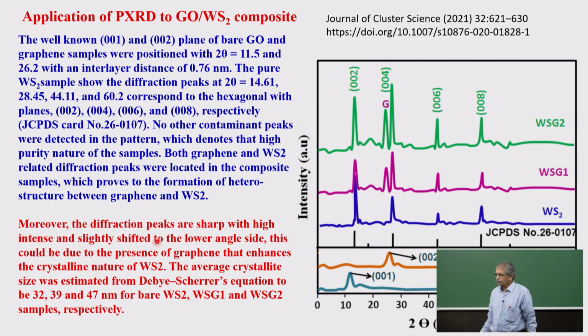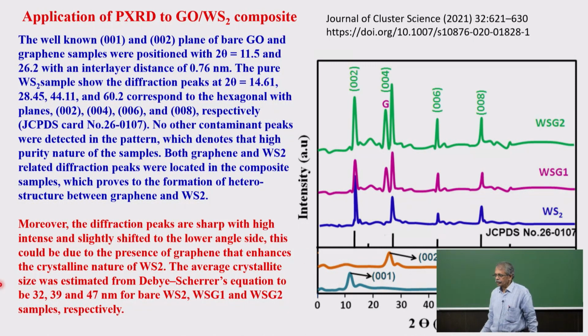So moreover, the diffraction peaks are sharp with high intensity and slightly shifted to the lower angle side. This is because when you make a composite of WS2 with graphene, there is a certain level of graphene influence, and that enhances the crystallinity. So crystallinity will make what? A line bit sharper. Okay, and crystallinity may also change because the crystal size, shapes, etc. will change. There could be a shift, not necessarily low, but here is a shift. Presence of graphene enhances the crystalline nature.